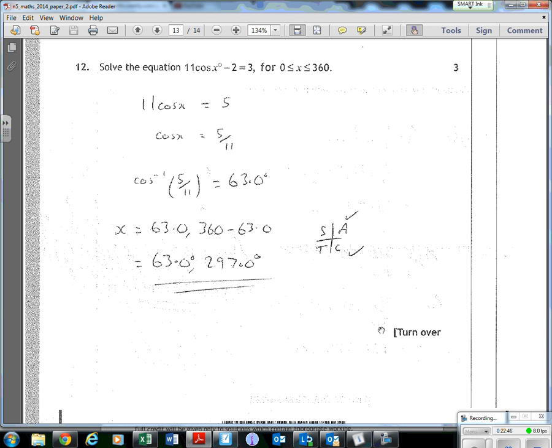Now I want x, not cos x. So I need to do inverse cosine of 5/11. I'll just type that into the calculator. Cos to the negative 1 of 5/11, which is 63.0 degrees. But the cosine has multiple solutions, so we also need to look in the other cosine quadrant. So that'll be 360 minus 63 as well, so that'll be 297.0. I'm ticking the A and the C because I have a positive value for cos x. If this was a negative value, I'd have ticked the S and the T and looked for solutions in those quadrants.